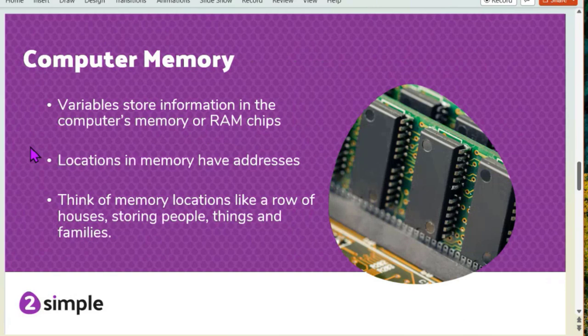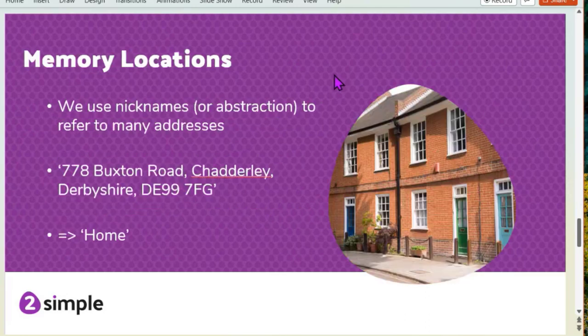Variables are stored in computer memory, which is RAM chips that look like this, and locations in memory have addresses. And you can think of memory locations as being like a row of houses or a row of boxes, storing people, things and families and all sorts of information in them. So how does the computer know whereabouts in here to actually find your information?